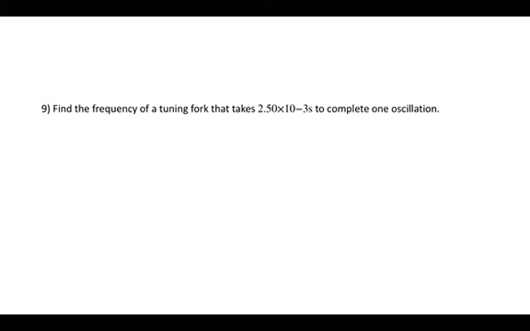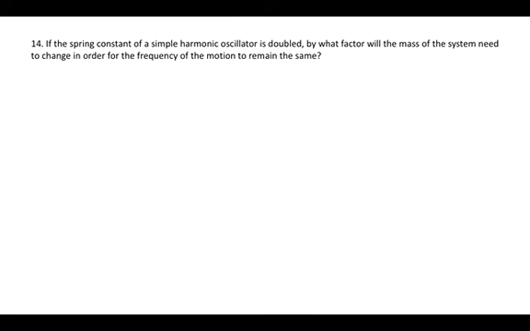The next problem that we're going to do is number 9. It says find the frequency of a tuning fork that takes 2.5 times 10 to the negative 3 seconds to complete one oscillation. Now, what's given to you, the time to complete one oscillation, is the period. We're asking to find the frequency. Now, the relationship of frequency and period is that they're inverses. So the period is 2.5 times 10 to the negative 3, and that's 1 over f. So if we solve for f, we get 1 divided by the period, which gives us a frequency of 400 hertz.